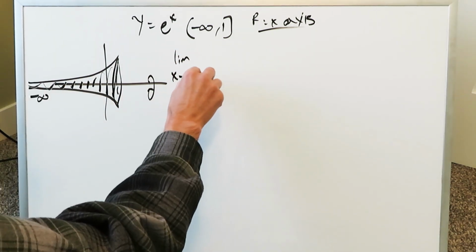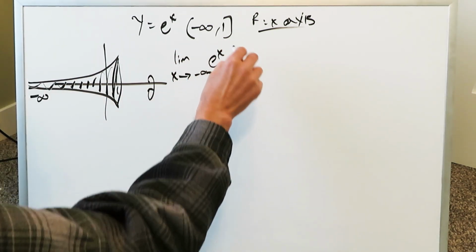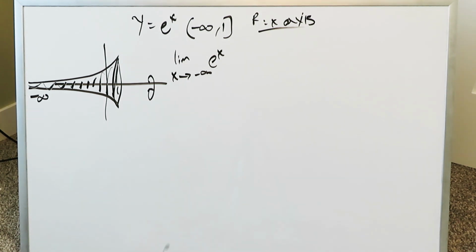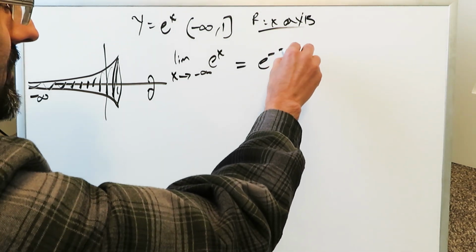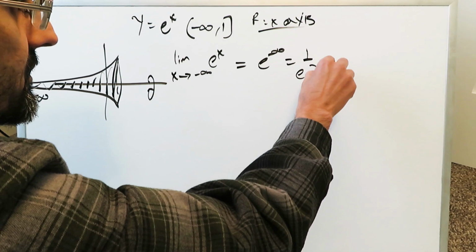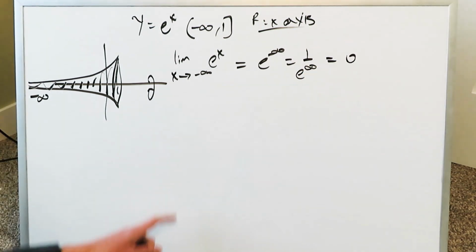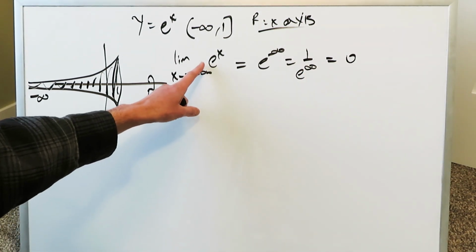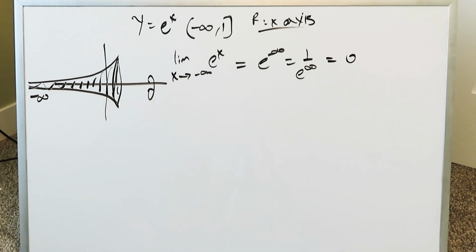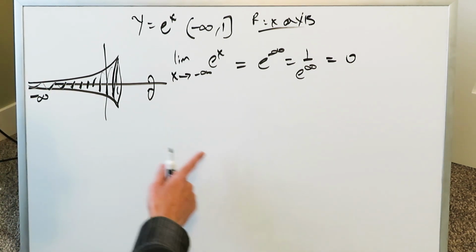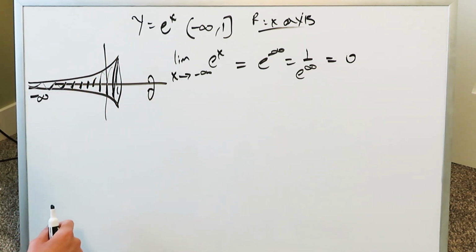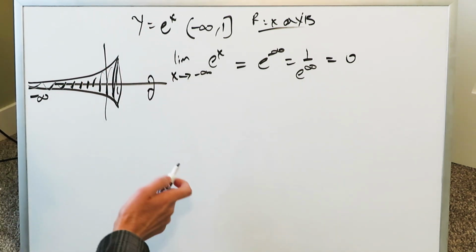This limit as x approaches minus infinity, e to the x, does have a very viable answer, because what you're doing is e to the minus infinity, which is 1 over e to the infinity, which here is 0. Limit as x approaches minus infinity for e to the x, you have a good answer, 0. Therefore, you should ideally have a good outcome here. It's a type 1 improper integral.